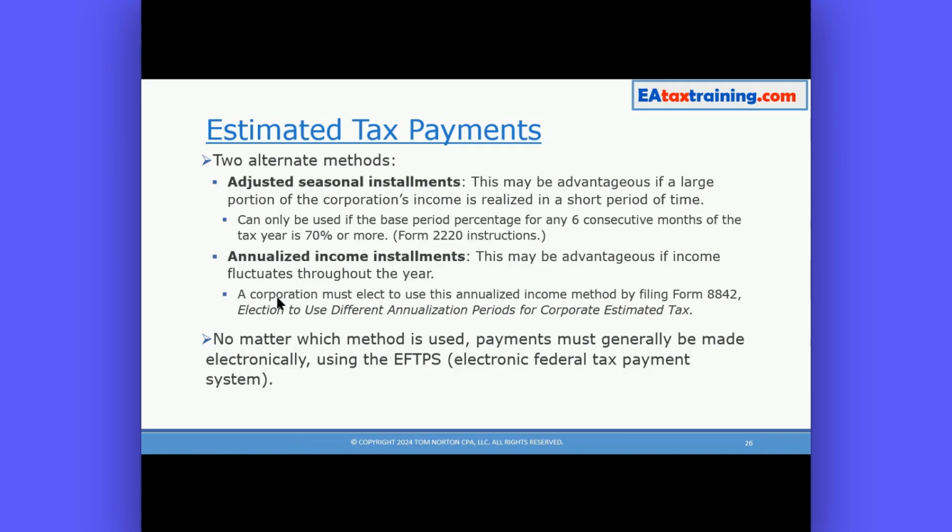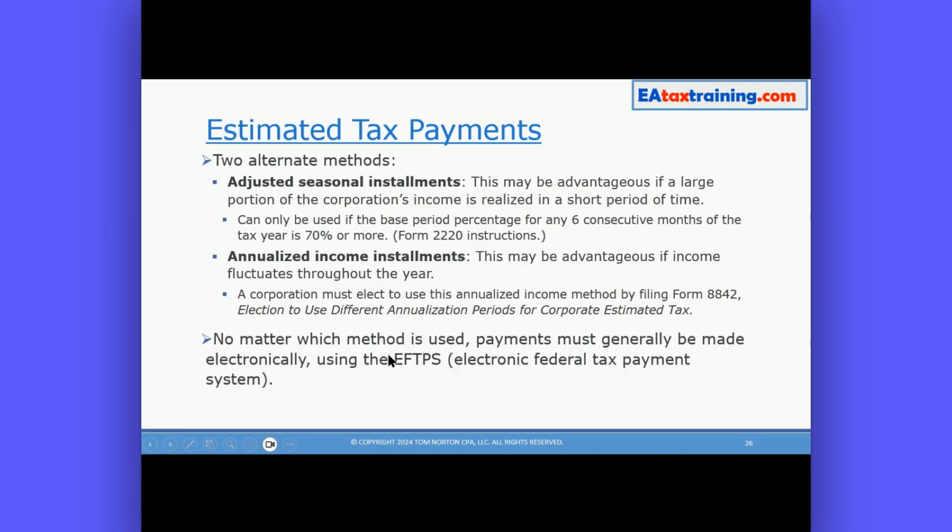It's not necessarily seasonal, but you've got some points of the year where you've got a lot of income and other points of the year where it's less, and then some more, and then less, etc. So the annualized income installments method will allow the corporation to make payments that are more aligned with those fluctuations in income. And if they want to use that, then they have to elect it by filing this Form 8842.